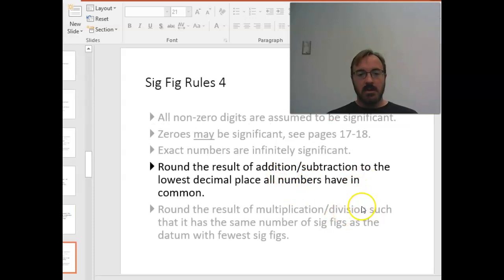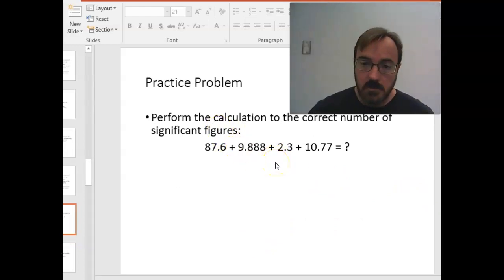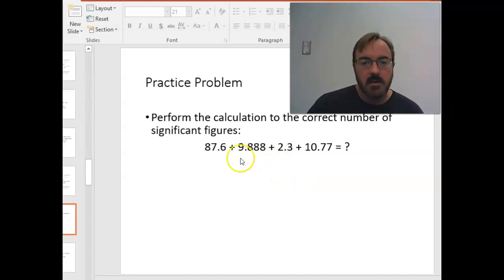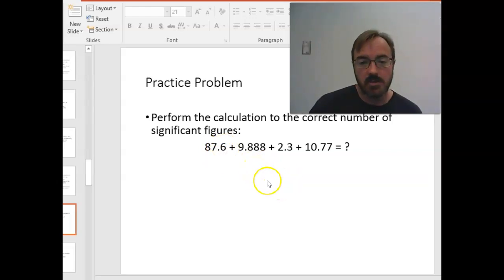All right, let's talk about how to do addition and subtraction and multiplication and division. When we are doing addition, and the same rules apply for subtraction, so it's going to look exactly the same, we need to look at the smallest number of decimal places. Okay, that is what's important for determining where to round after addition and subtraction. So for this one, I have this number, it has 1 decimal place, this one has 3, this one has 1, this one has 2. So in my final answer, I'm going to round to that first decimal place. So you do the problem like normal, and then you round it to the first decimal place.